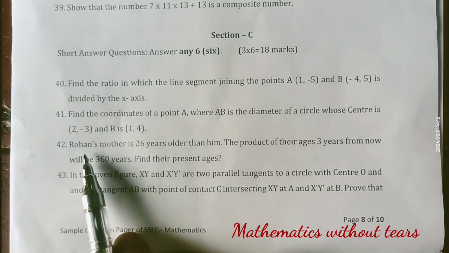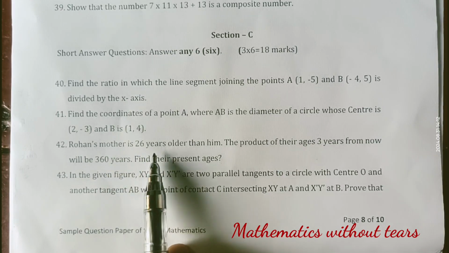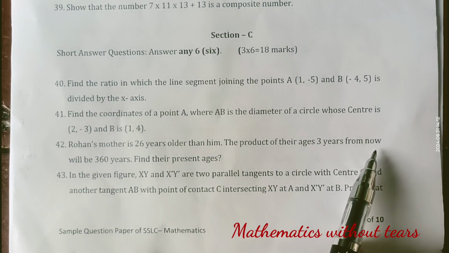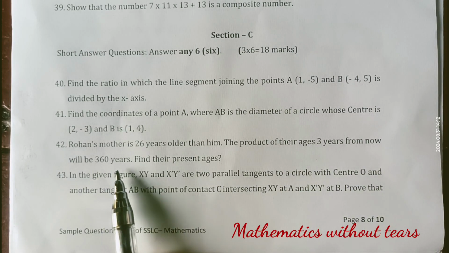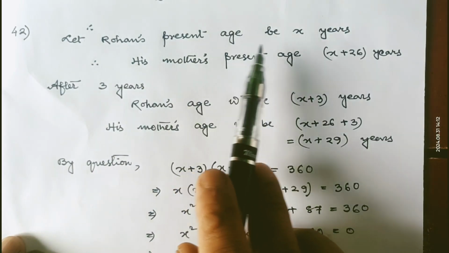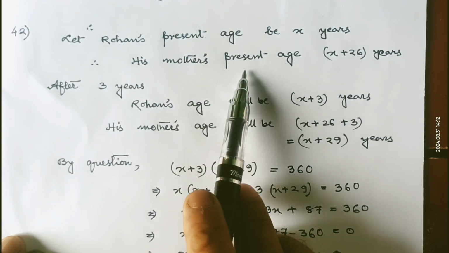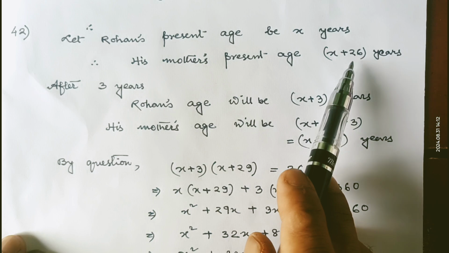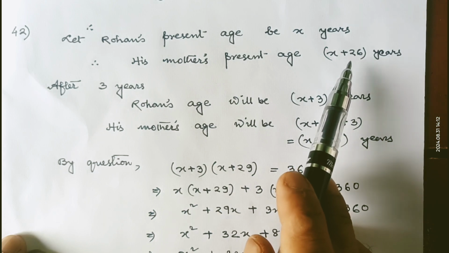Question number 42. Rohan's mother is 26 years older than him. The product of their ages 3 years from now will be 360. Find their present ages. Let Rohan's present age be x years and his mother's present age will be x plus 26, as given in the question: the mother is 26 years older than Rohan.